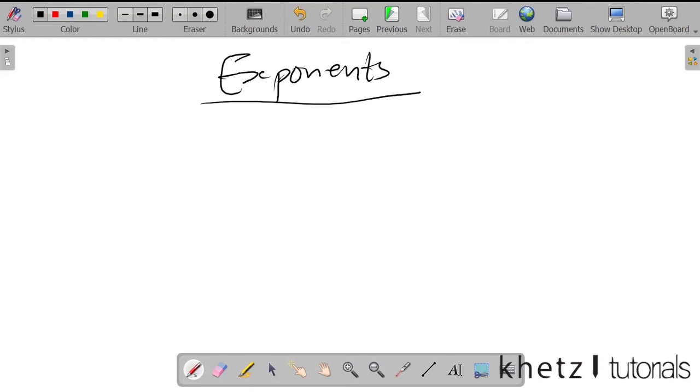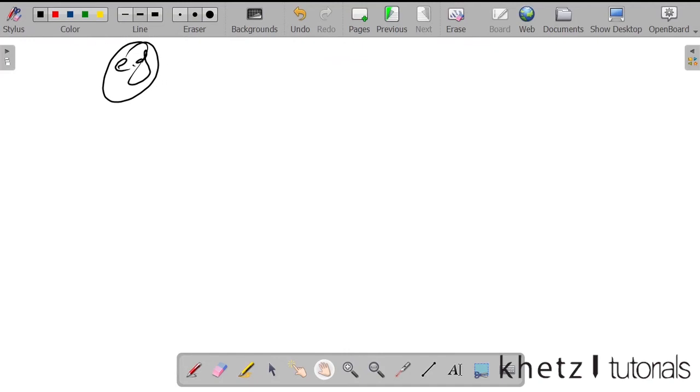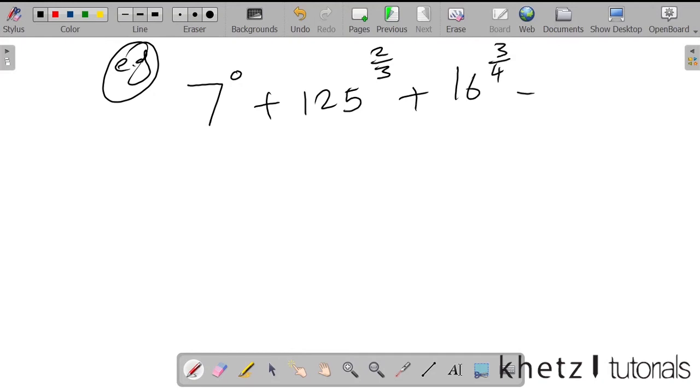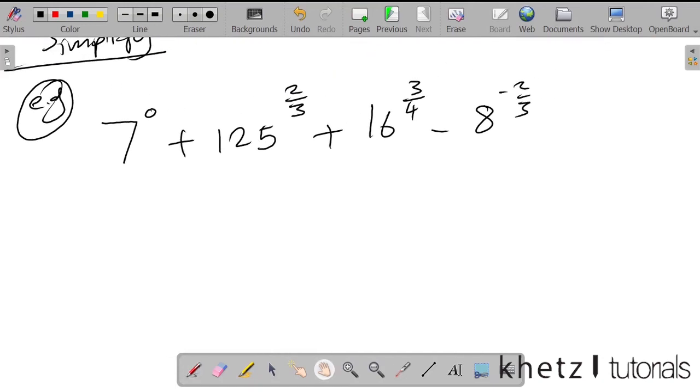So let's start. We're just going to do examples. Let's say you're asked to simplify the following, given let's say 7 to the 0 plus 125 to the power 2 over 3 plus 16 to the power 3 over 4, then subtract 8 to the power negative 2 over 3. Let's say you're given that, and you're asked to simplify that.